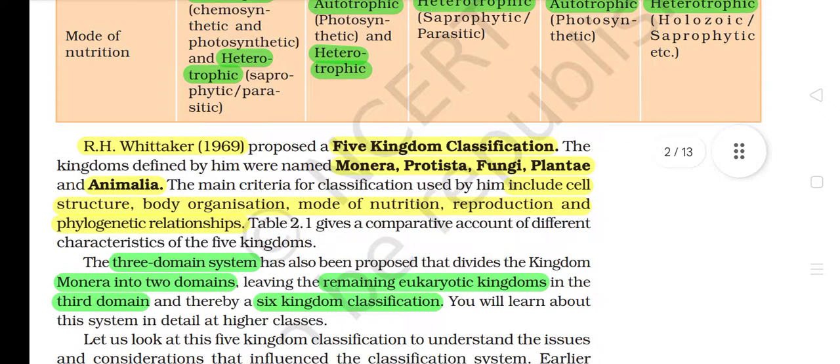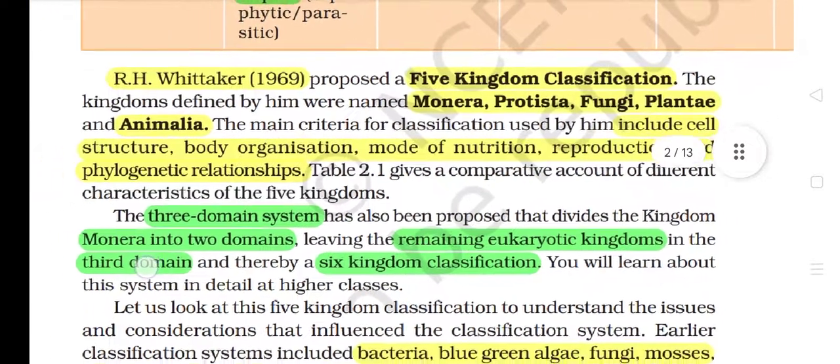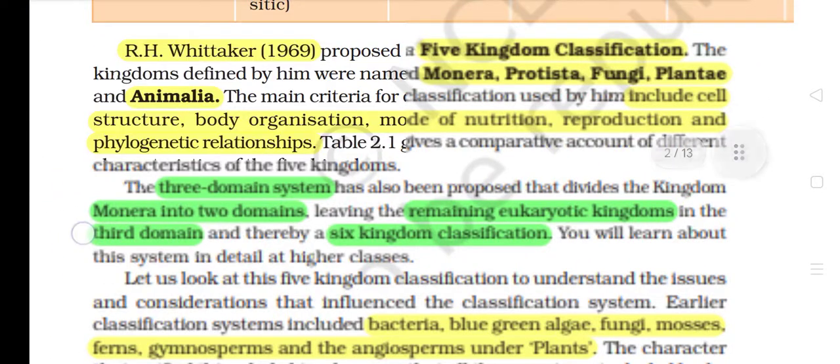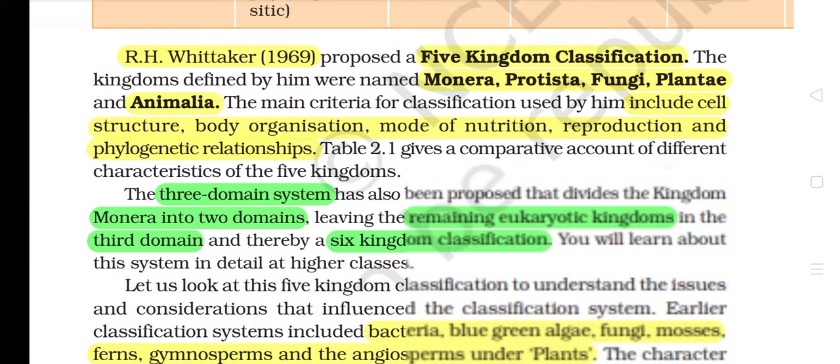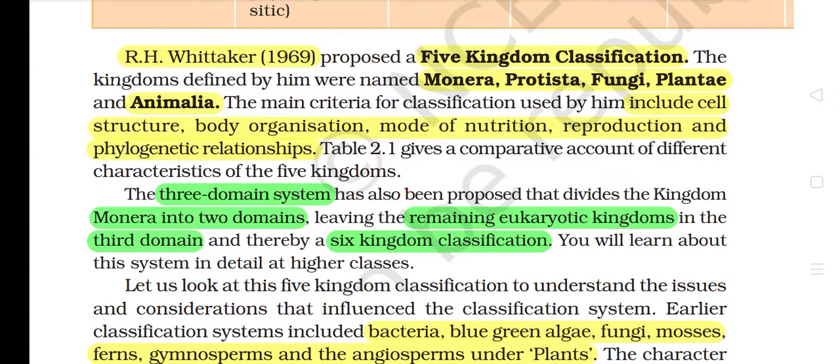R.H. Whittaker, 1969, proposed a five-kingdom classification. The kingdoms defined by him were named Monera, Protista, Fungi, Plantae, and Animalia. The main criteria for classification used by him include cell structure, body organization, mode of nutrition, reproduction, and phylogenetic relationship. Table 2.1 gives a comparative account of different characteristics of the five kingdoms.